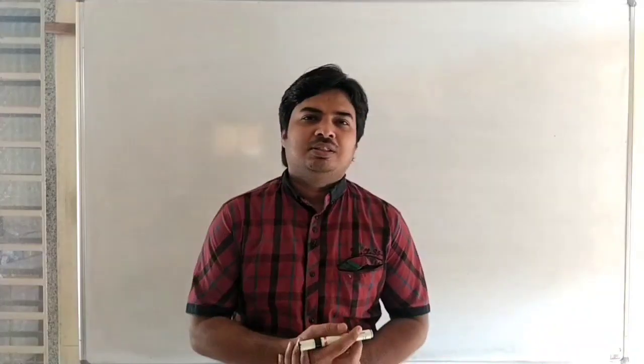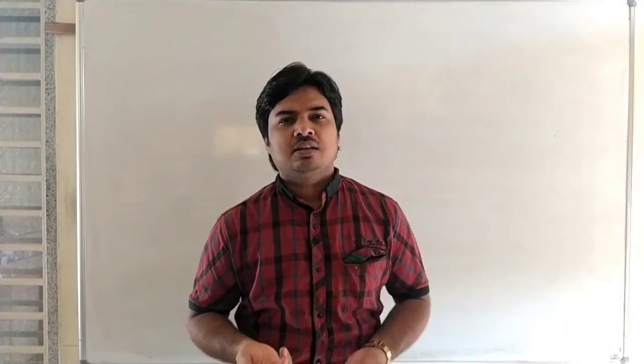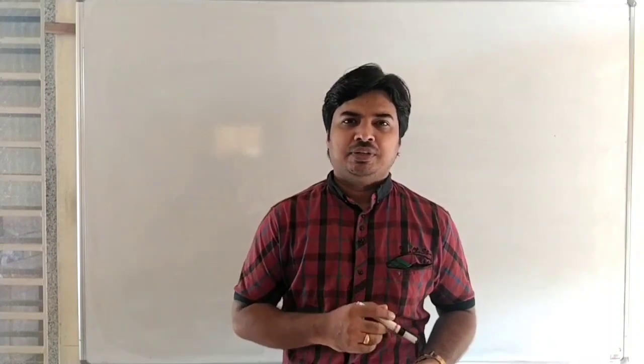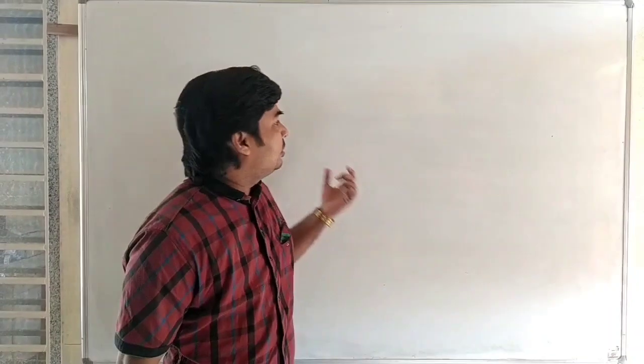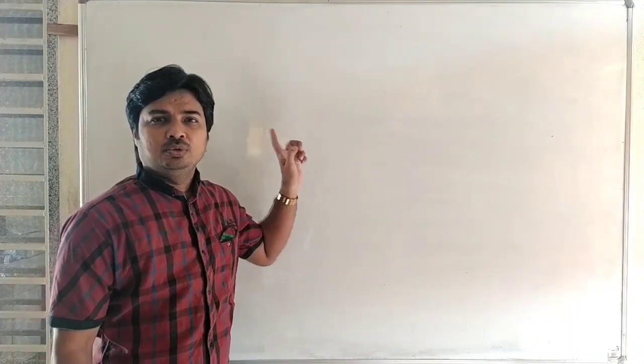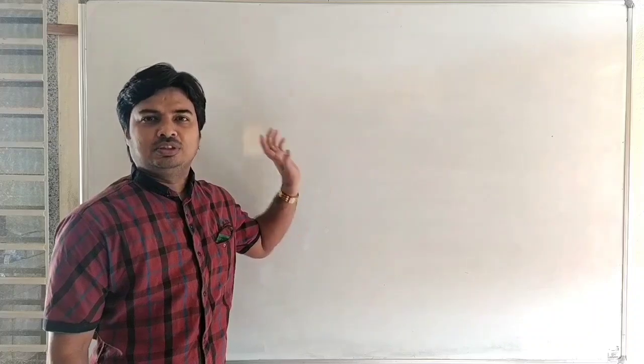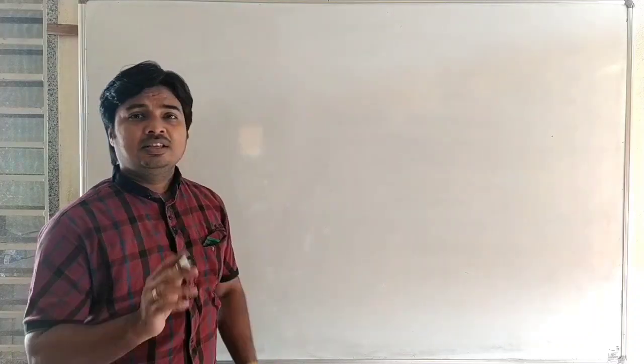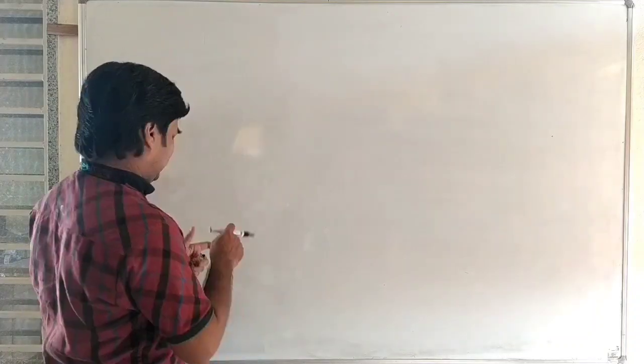Hello students, today we are going to start the last article of the chapter pair of straight lines, that is the general second degree equation. Now we know the second degree homogeneous equation, that is the combined equation of any two lines passing through origin, and the general second degree equation. What is the general second degree equation here?